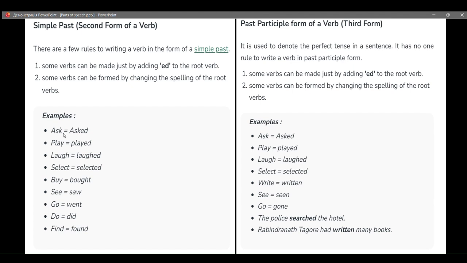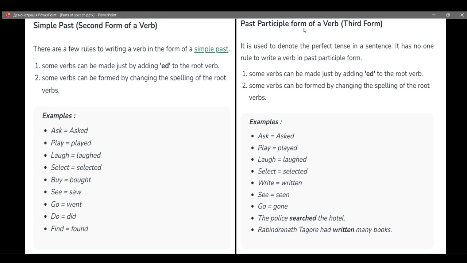Ask, asked. Play, played. Laugh, laughed. Select, selected. Buy, bought. See, saw. Go, went. Do, did. Find, found. These last five are irregular verbs, so that's why they change completely.